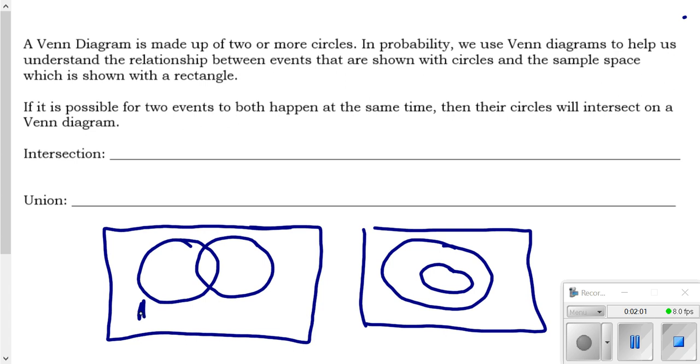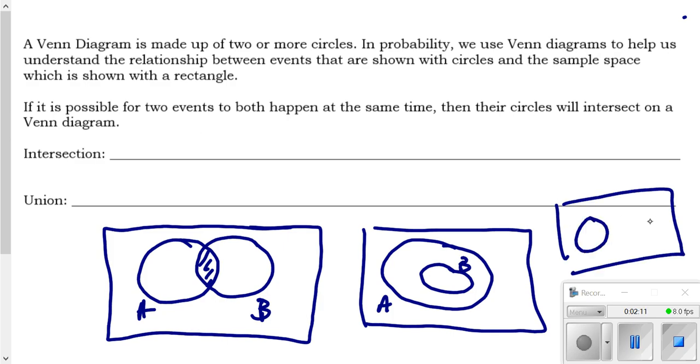So it might be group A and group B overlap. It might be group A and then group B is a subset of it. It might be group A and group B are completely separate one from another, okay? So Venn diagrams help us to understand how 2 different groups, or even more than 2 different groups, could be related. Venn diagrams help us to understand the relationship between different groupings or different events.